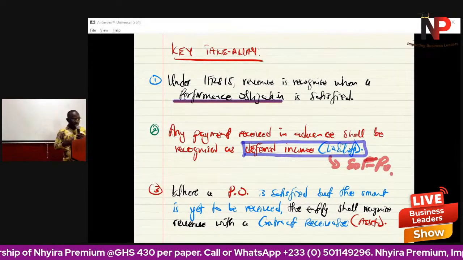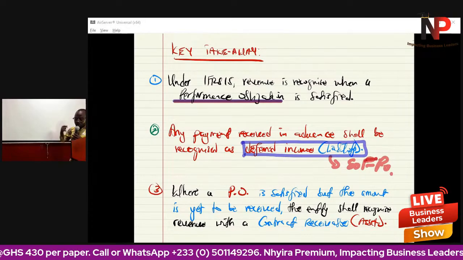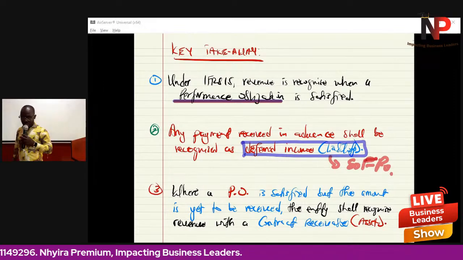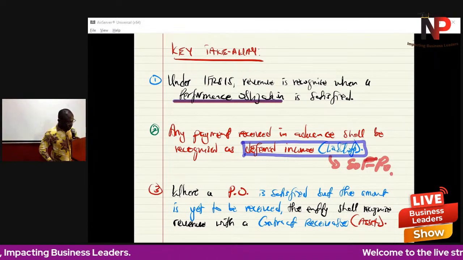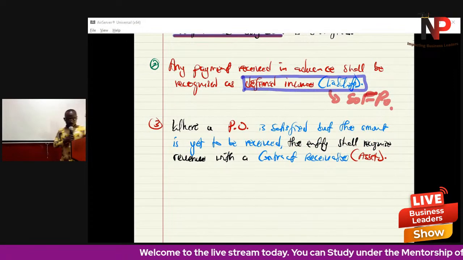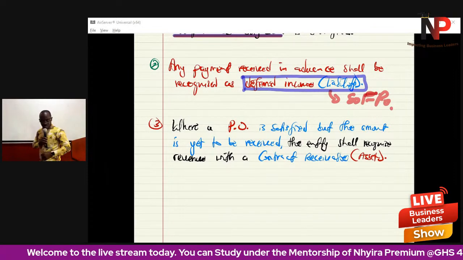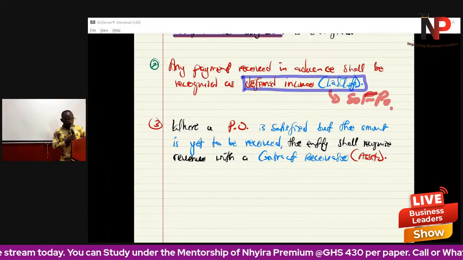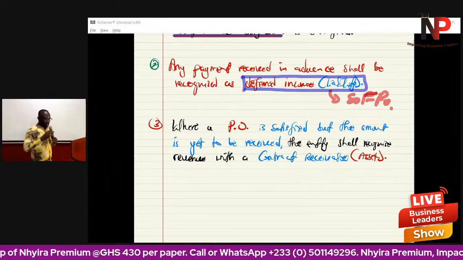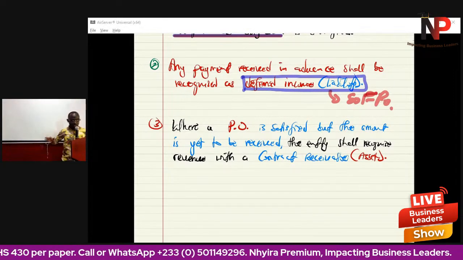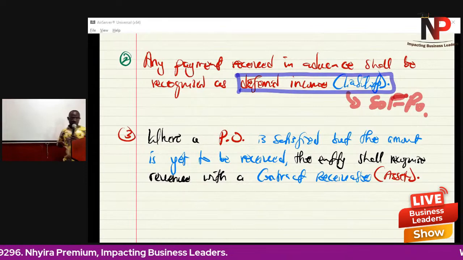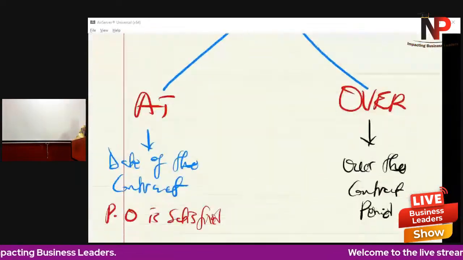Number one, under IFRS 15, revenue is recognized when a performance obligation is satisfied. Number two, any payment we receive in advance of the execution of the contract is recognized as deferred income, that is a liability. And then also, where a performance obligation is satisfied but the amount is yet to be received, the entity shall recognize revenue with a contract asset or contract receivable. So these are the three key principles that we established yesterday that are going to be our guiding rule generally. And we went through the five-step framework for revenue recognition.